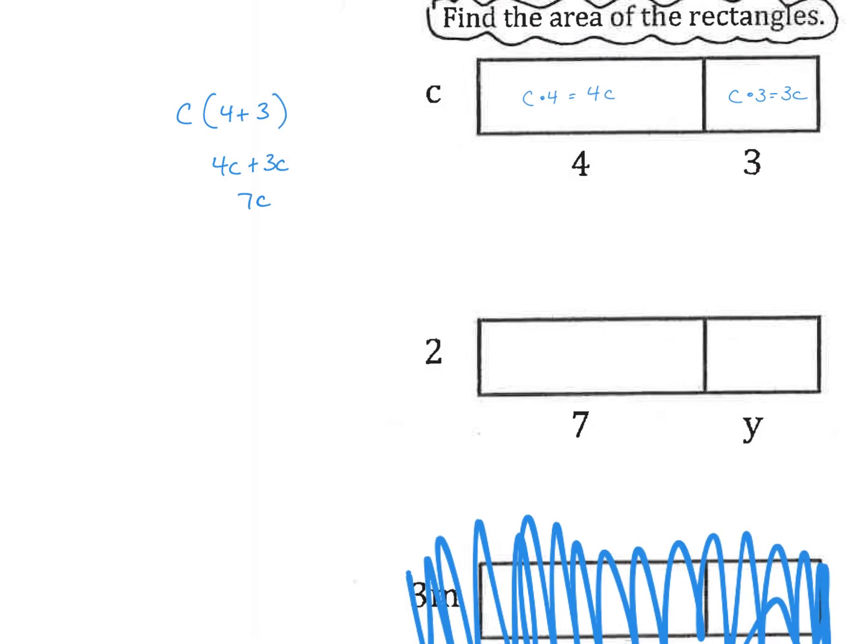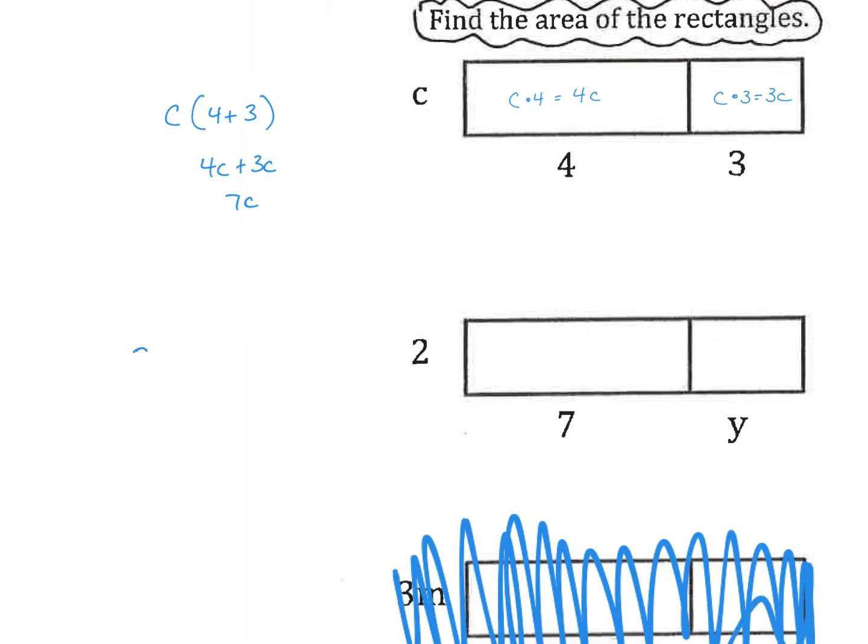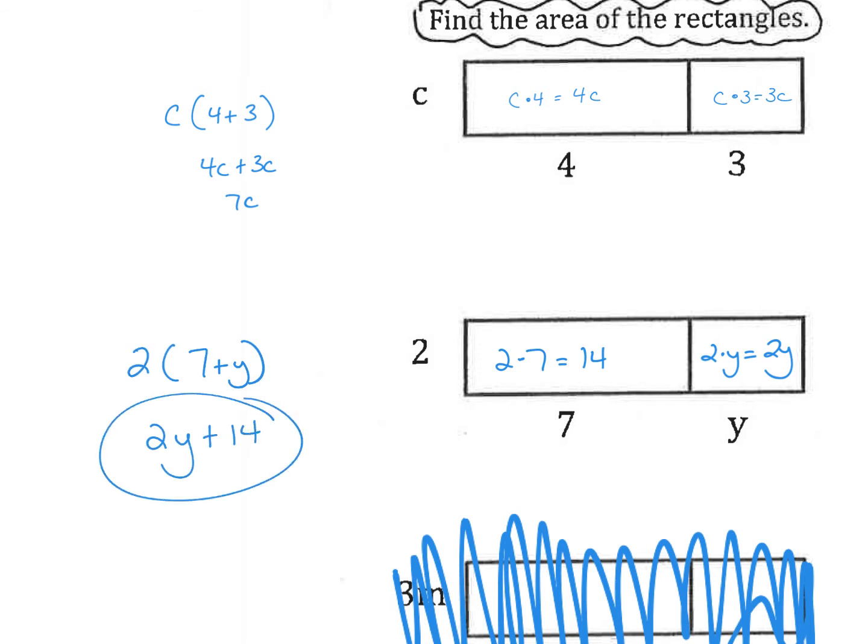All right, so this first one, if we were to set it up initially, it would look like this, 2 times (7 plus y). So my area model tells me I'm going to do 2 times 7, which is 14, and then 2 times y, which is 2y. And then I write that as a sum, so 2y plus 14. Now, if you wrote 14 plus 2y, that's fine as well. It doesn't matter what order you write it in.